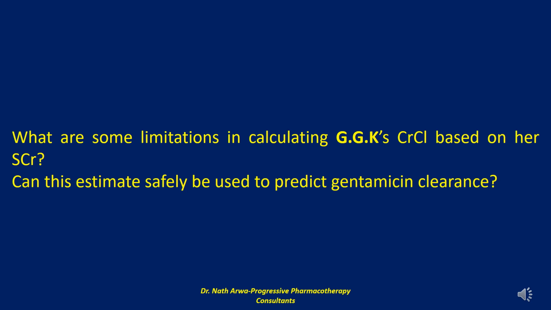Although prediction equations such as the modification of diet in renal disease, abbreviated as MDRD, equations are a good measure of glomerular filtration rate, they were developed in patients with chronic kidney disease, therefore limiting its use in healthy patients. In addition, the modification of diet in renal disease equation has not been validated for the dosing of most drugs in the setting of renal dysfunction. There can be significant differences in drug dosing regimens when the modification of diet in renal disease and Cockcroft-Gault methods are used to estimate renal function.